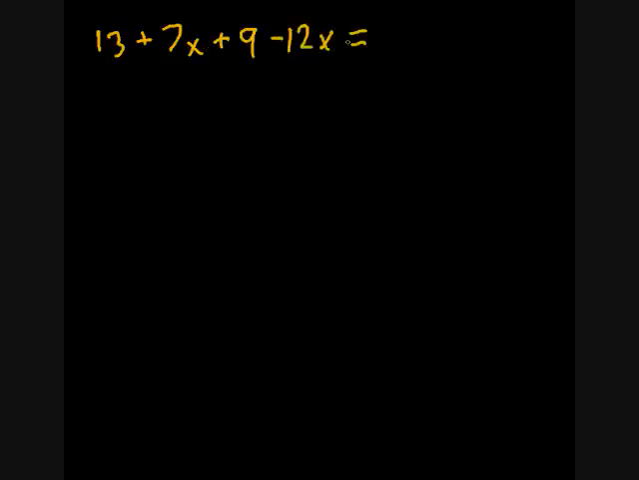It would be so nice to have the 12x and the 7x near one another. But the problem is this is a subtraction, so I'm not allowed to just move the 7x and the 12x right next to each other.